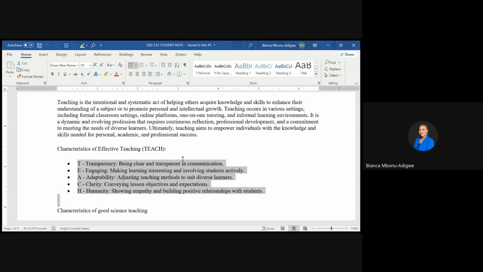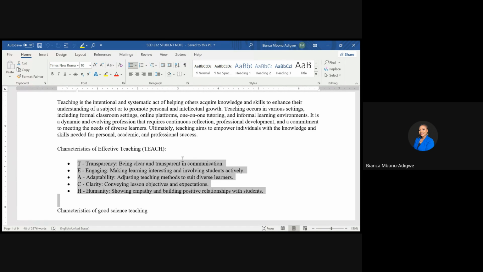The next letter is C. C means clarity. That is another form of clear. You must clearly tell them expectations. They should know your lesson objectives. Remember that when I started this lesson, I mentioned the 4 things that we'll be looking at. So I have clearly conveyed the lesson objectives to you, and now you are waiting and expecting those objectives to be met. That is clarity, and it helps effective teaching.